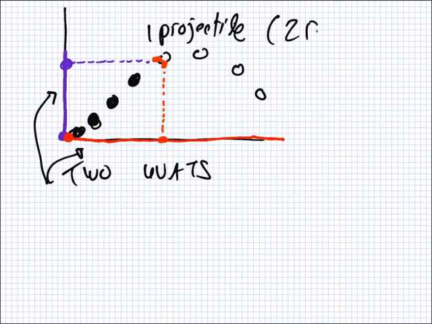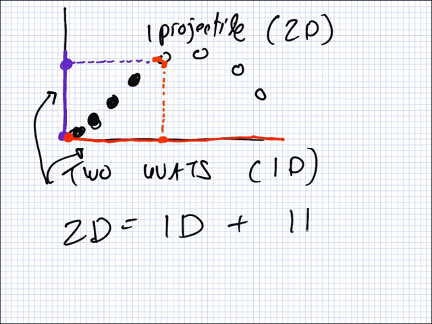Projectile is 2D, isn't it? 2 dimensions. And when we did our UVATS problems, it was in 1 dimension, you know, horizontal problems or maybe vertical problems. So you can say 2D equals 1D plus 1D. Do you get what I'm saying? That this 2-dimensional problem, we can think of it as a 1-dimensional problem and another 1-dimensional problem. Yeah?